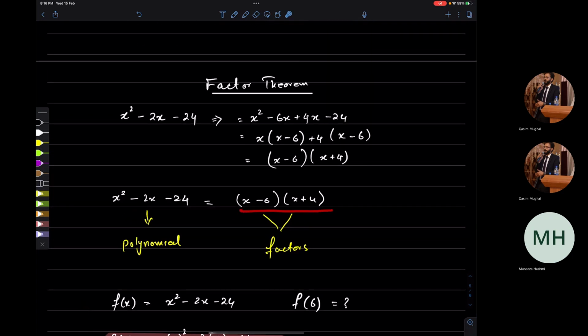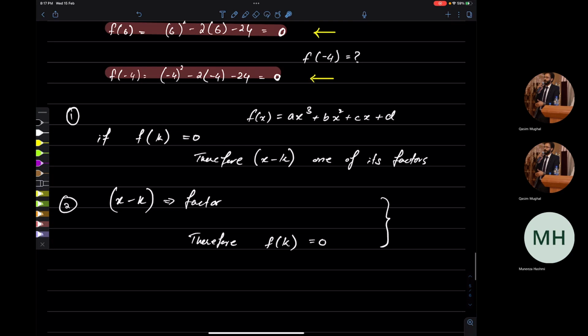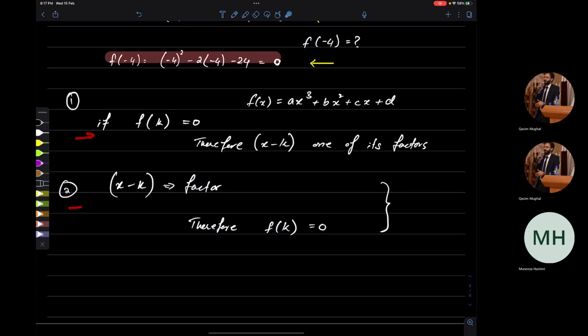If I tell you that these two are the factors, you should know if I put plus 6 into this, it is definitely going to give me 0. And if I put minus 4 into this, it is definitely going to give me 0. So these are the two perspectives of the factor theorem. Got it? Yes, sir.